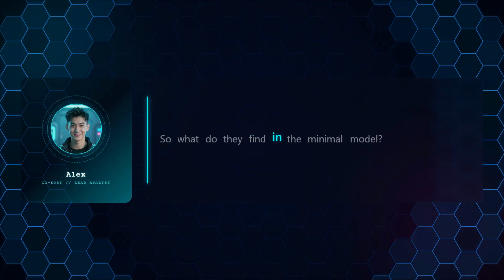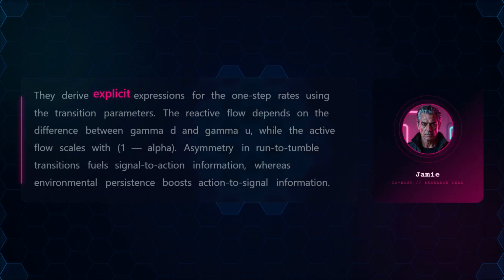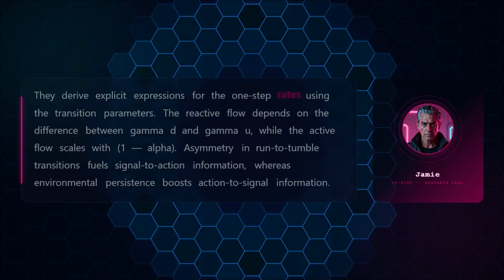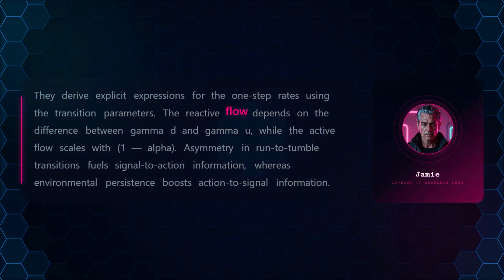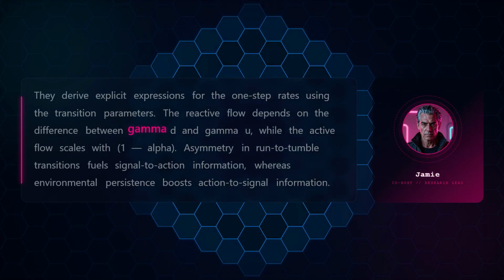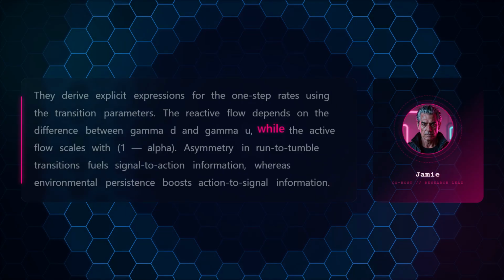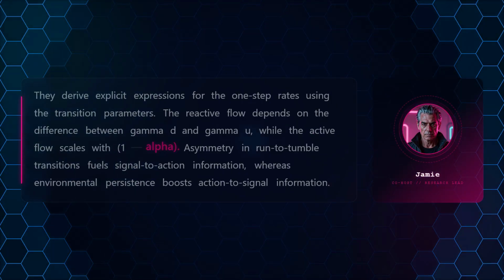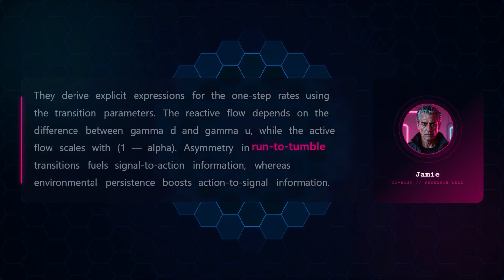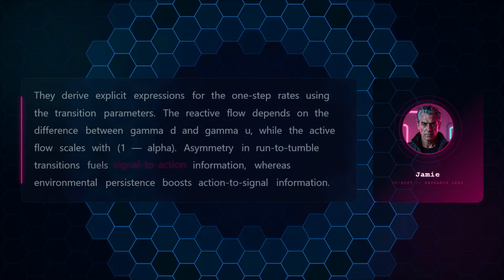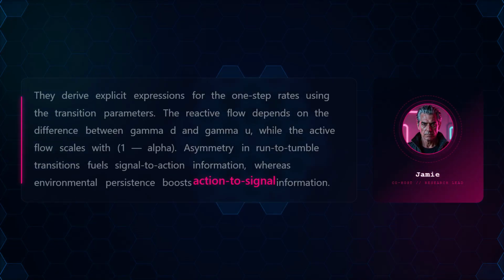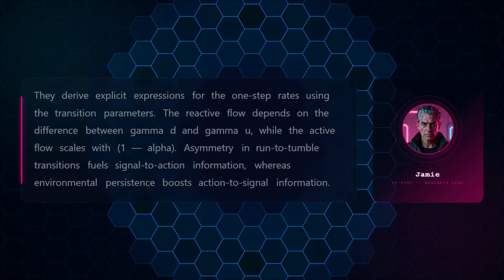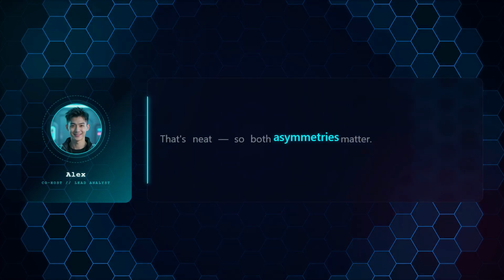So what do they find in the minimal model? They derive explicit expressions for the one-step rates using the transition parameters. The reactive flow depends on the difference between gamma D and gamma U, while the active flow scales with 1 minus alpha. Asymmetry in run-to-tumble transitions fuels signal-to-action information, whereas environmental persistence boosts action-to-signal information. That's neat. So both asymmetries matter.